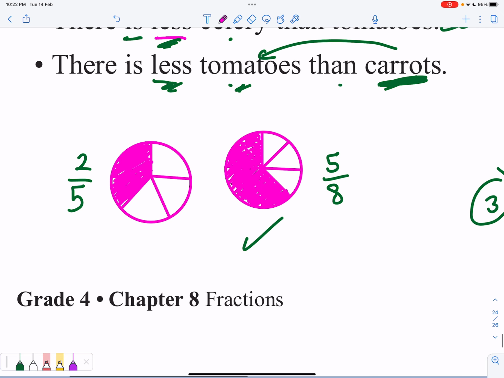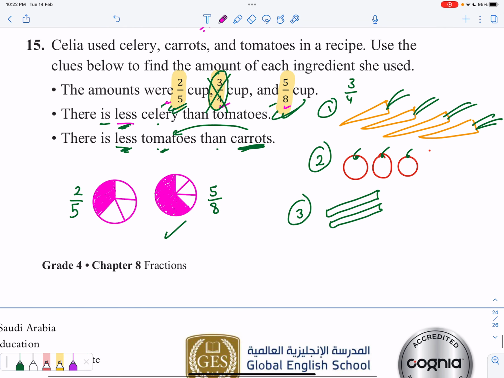Now tell me, which fraction do you think represents more than the other? Which fraction is bigger, the 5 over 8 or the 2 over 5? We can see from the drawing very clearly that the 5/8 is bigger than the 2/5, right? Yes. And 2/5 is of course the least fraction, the smallest one.